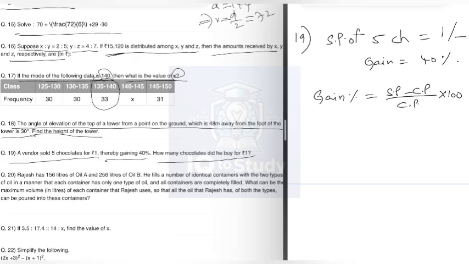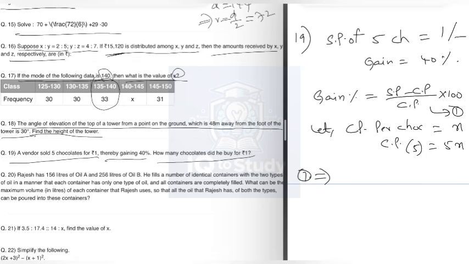Let us consider cost price per chocolate is x. Then cost price of 5 chocolates becomes 5x. So equation 1 becomes gain percent, which is 40, that is equal to selling price, which is given as 1, minus 5x divided by 5x into 100.